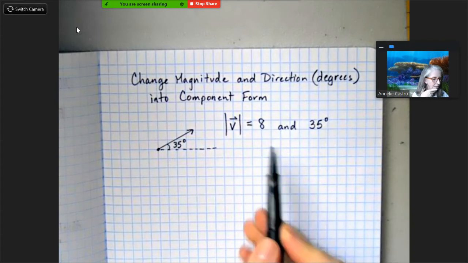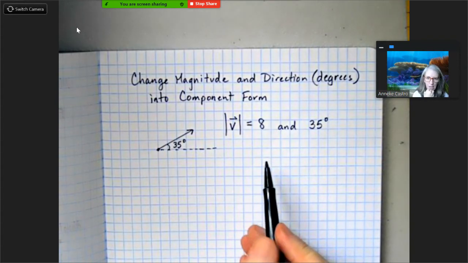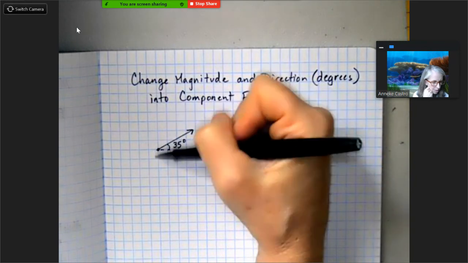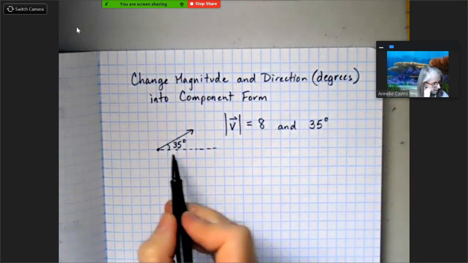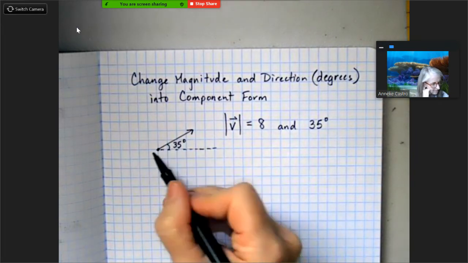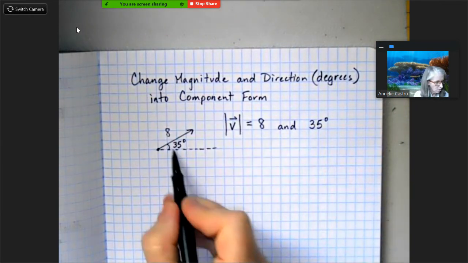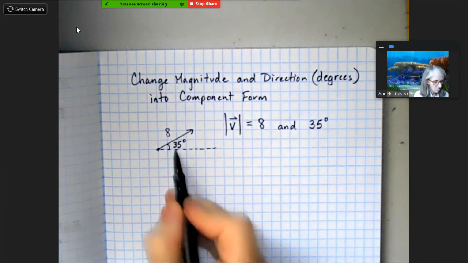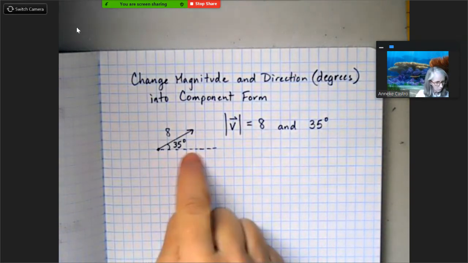So you could be given this information. More often you're going to be given information relative to the north, and they call that a bearing, but we'll do another example of that a little bit later. So if the magnitude is 8, that means that this length is 8. So I can go ahead and label this as 8. And I know that this angle with the x-axis is 35 degrees. So what I want to figure out is, what would be the x and what would be the y value?